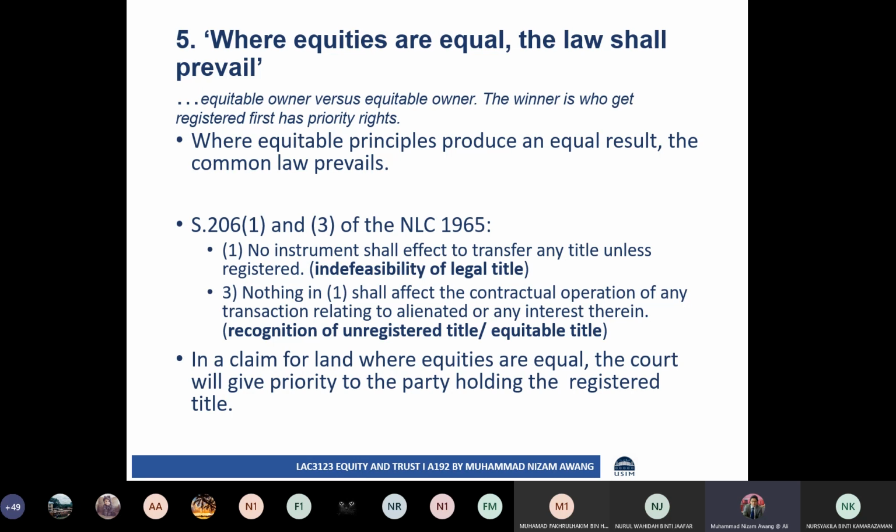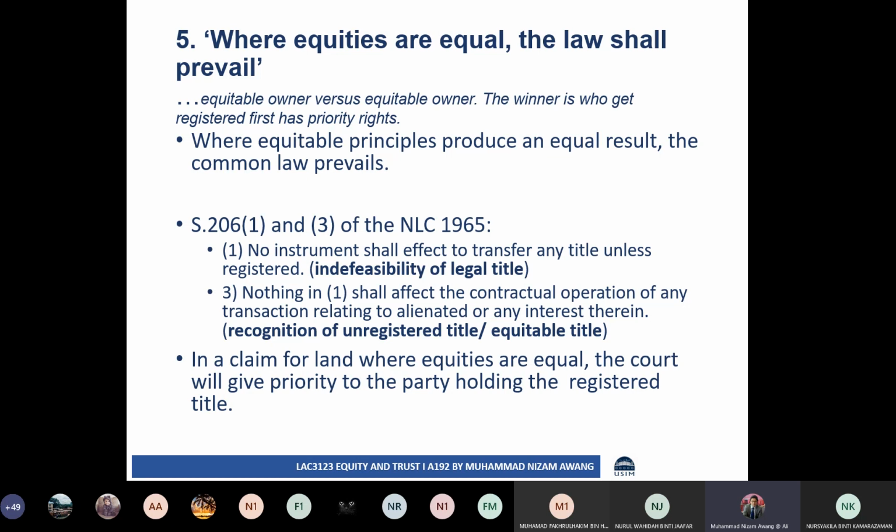If you look at subsection or clause 1 here, if someone has registered the title or has effected the transfer of any title by way of registration, then the person or the owner would have indefeasible legal title, meaning that the legal owner can exclude any caveat or any challenge on the land, right? However, if there is a contract between the parties, then the contract will be binding, meaning that you need to follow the terms and conditions in the contract.